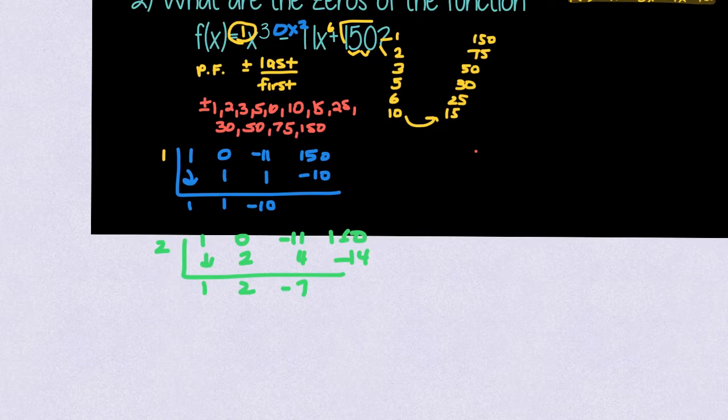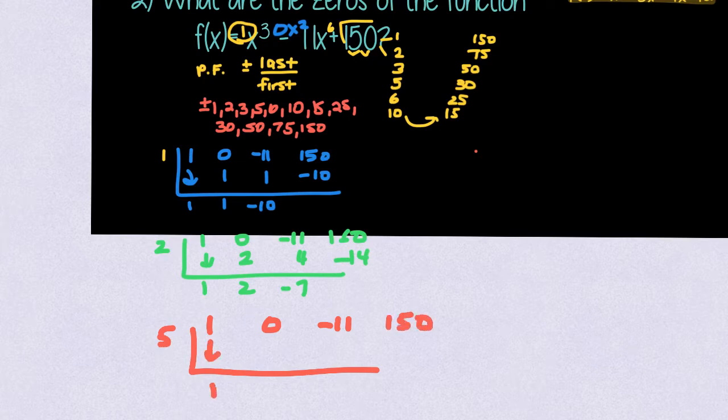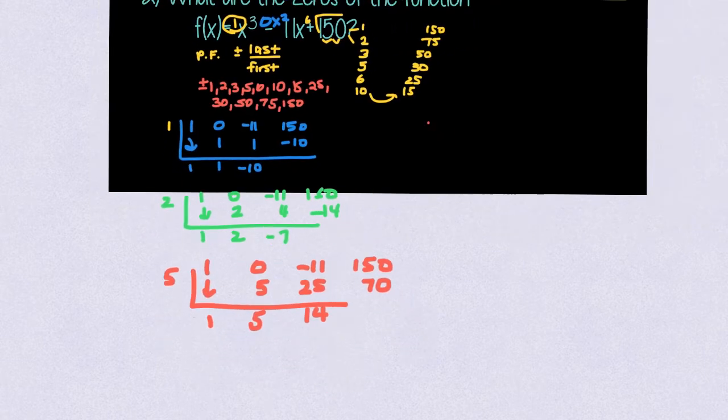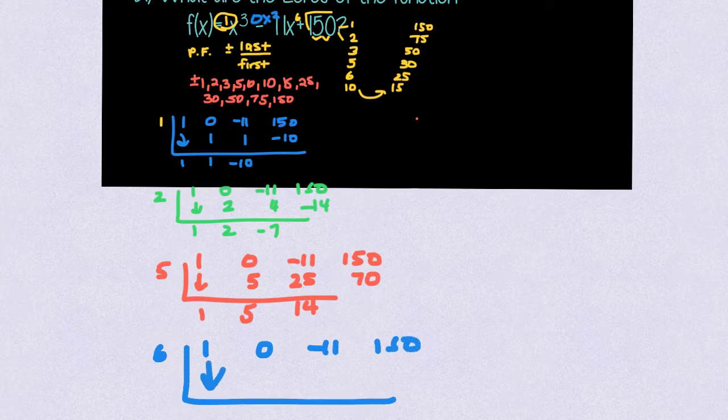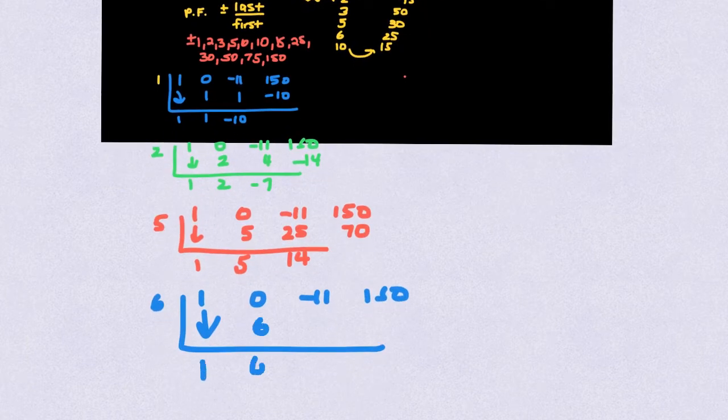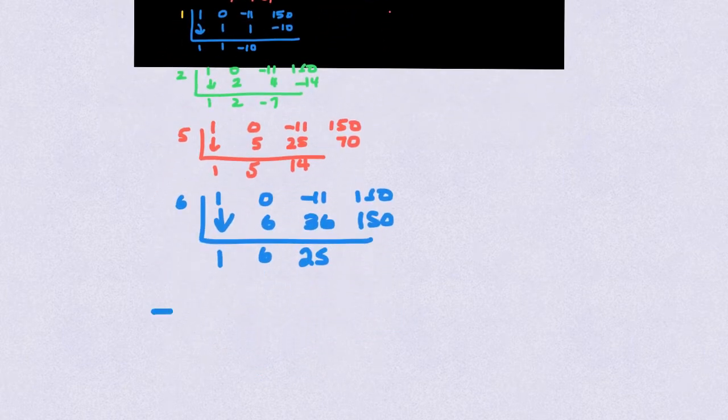So let's just say I skipped a 5. Okay, I'm still not big enough, so let me try 6. So I have 150, it's just the wrong sign, which means I'm going to try negative 6 on the outside.